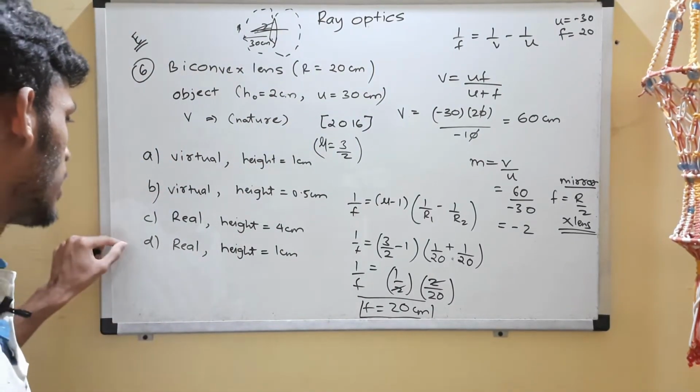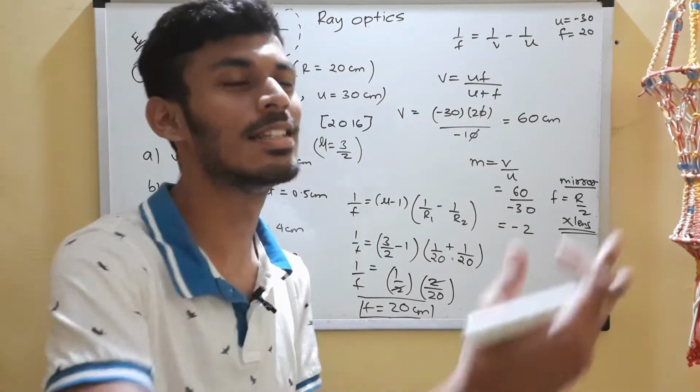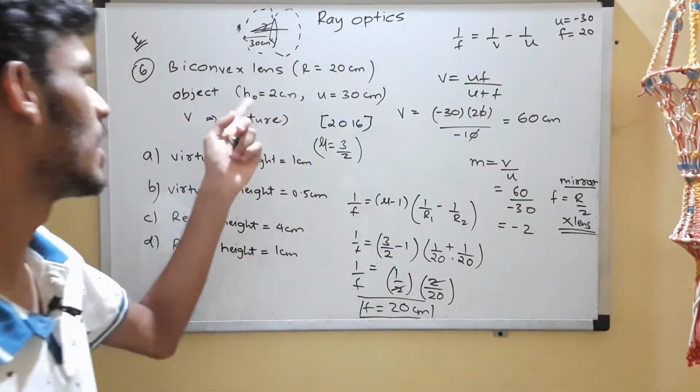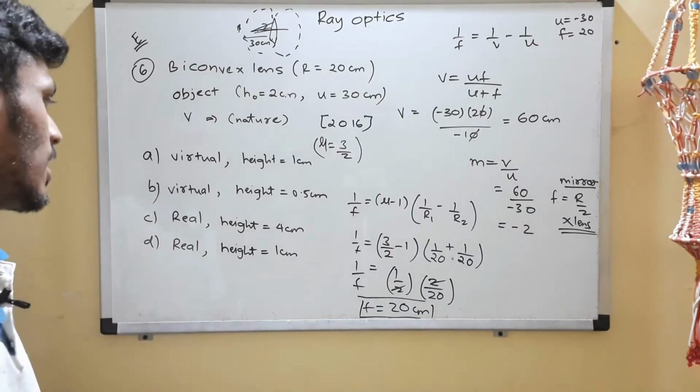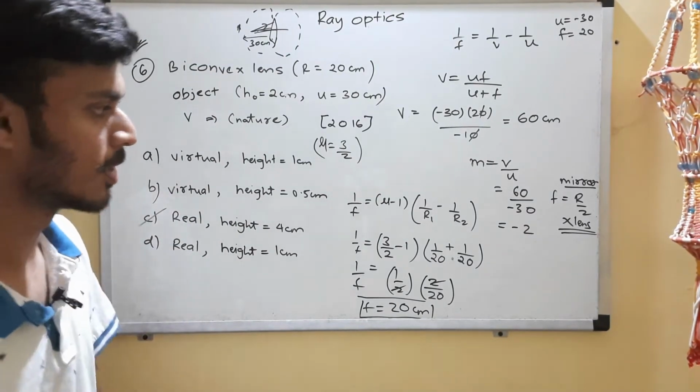So either it's option C or option D. You can see a factor of 2, so the image is twice the height of the object. The object is 2 centimeters, so the image will be 4 centimeters. Okay, so option C: real, and the height will be 4 centimeters.